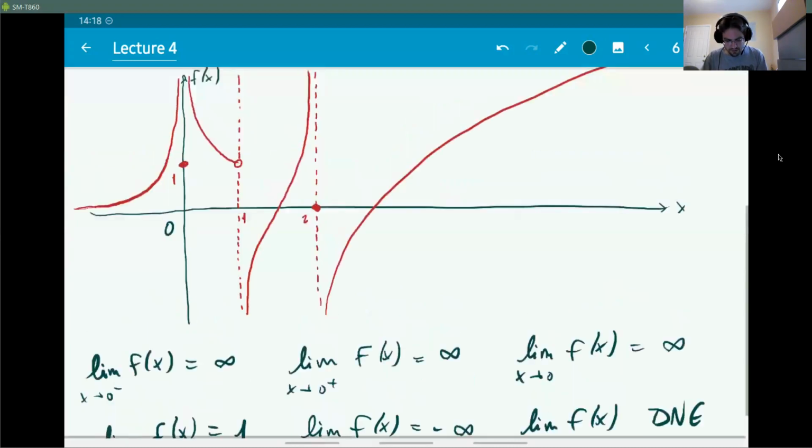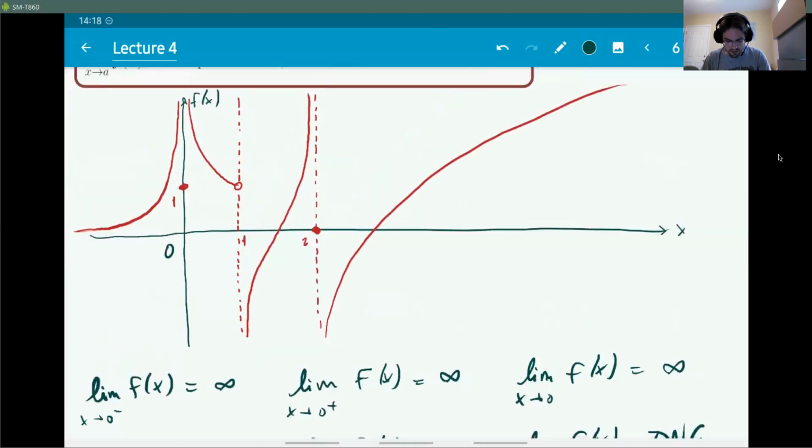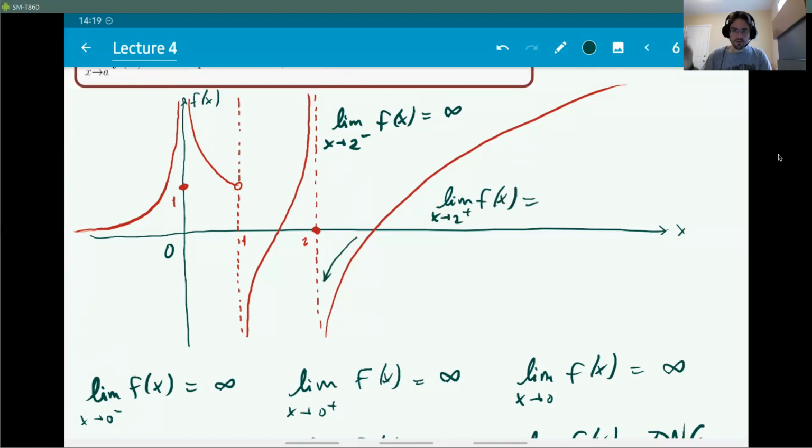And finally, around 2, I'll write them up here so we can see. It's something that's very similar to what we have done already. The limit from the left is exploding upwards, plus infinity. The limit from the right, here it is. The graph is just going down without bounds, minus infinity, which means the limit around 2 in general does not exist.